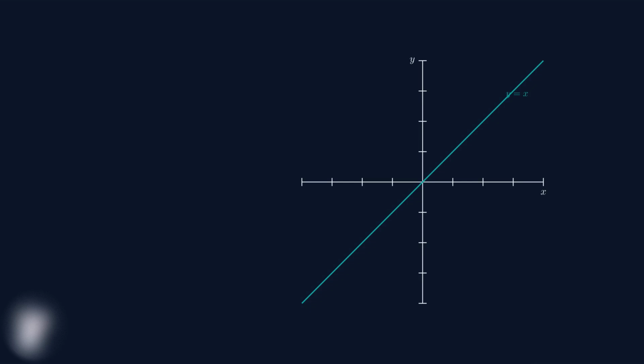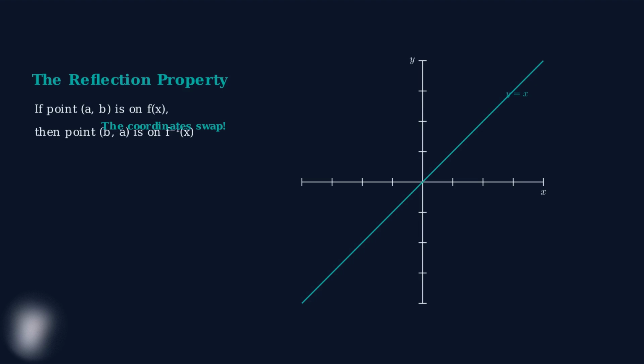This line acts like a mirror, and the graph of any inverse function is simply the reflection of the original function across this line. Here's the fundamental principle. If a point with coordinates a, b lies on the graph of function f, then the point with coordinates b, a lies on the graph of the inverse function. Notice how the x and y coordinates simply swap places.